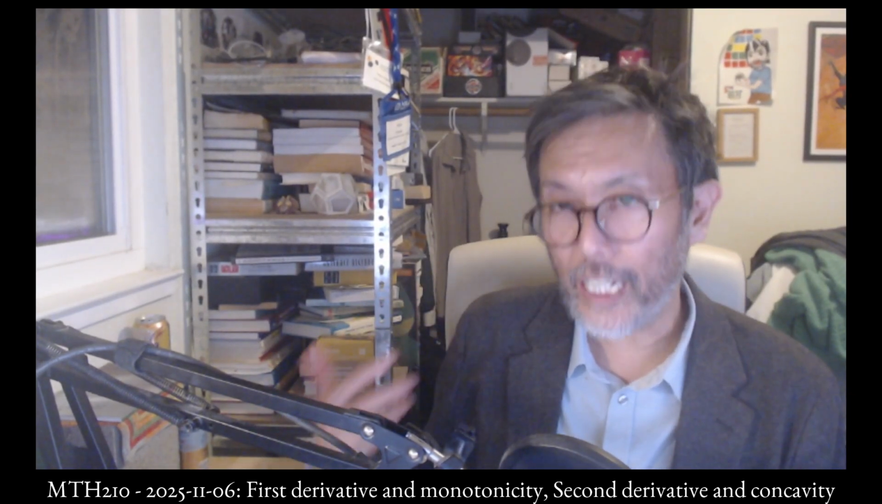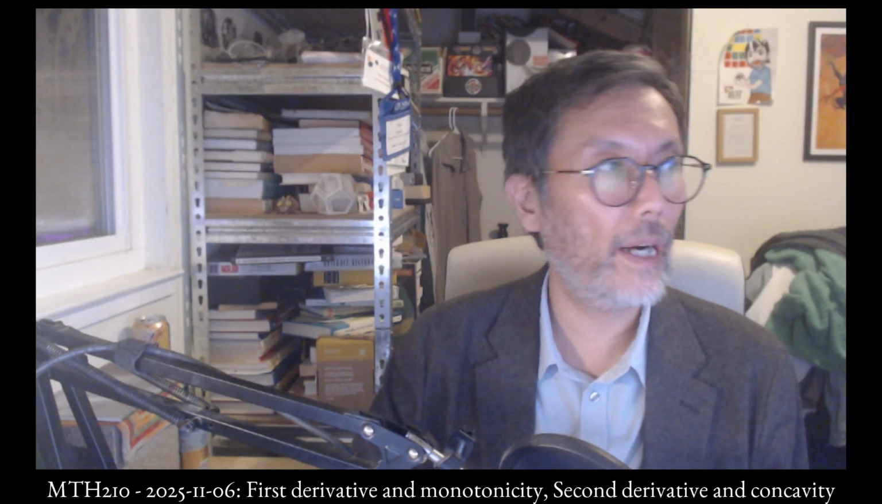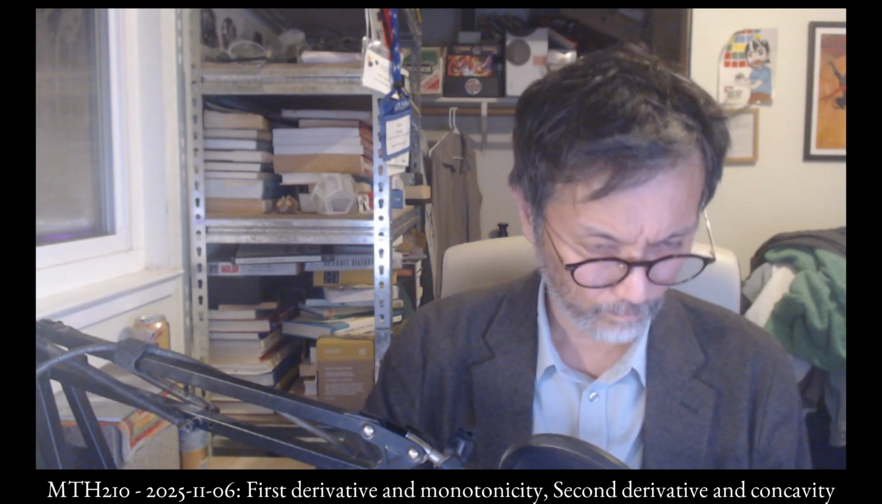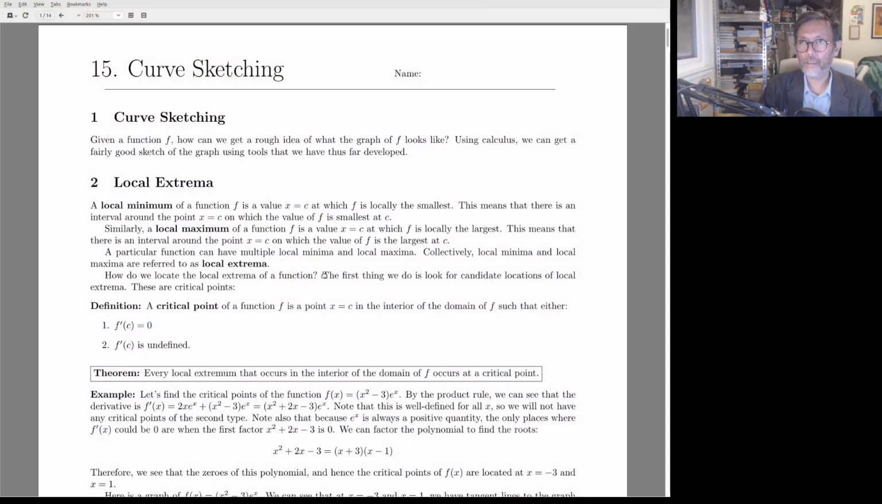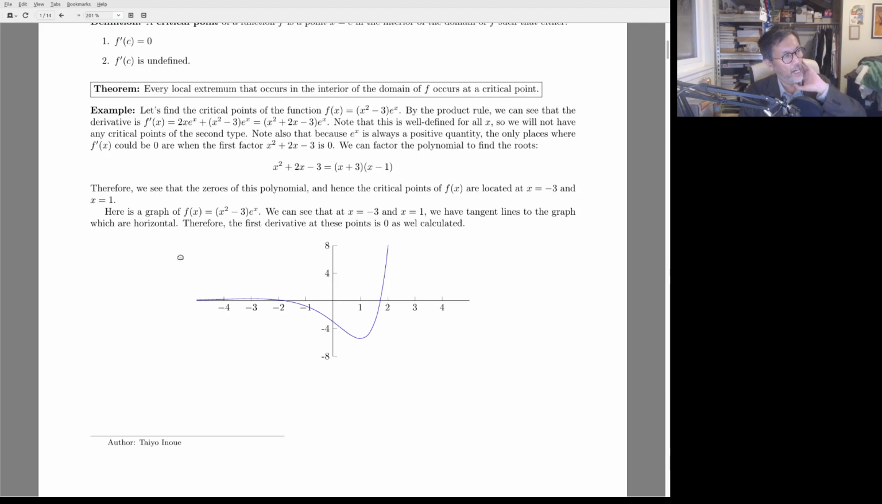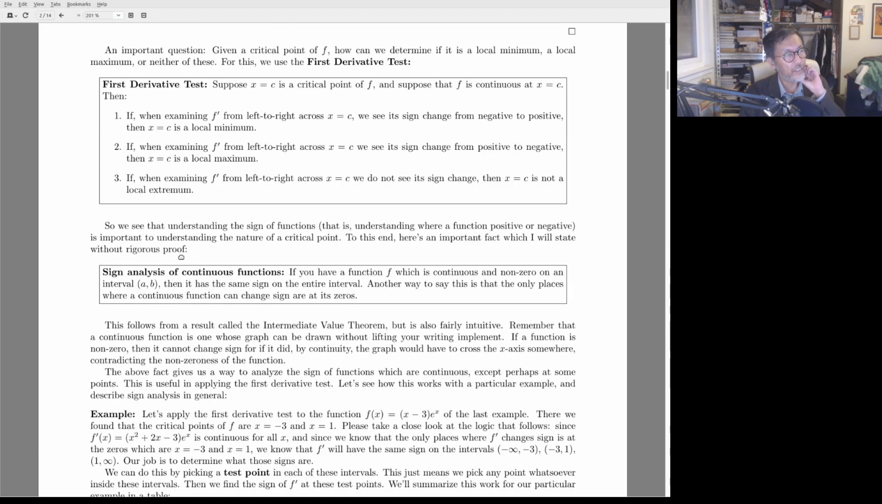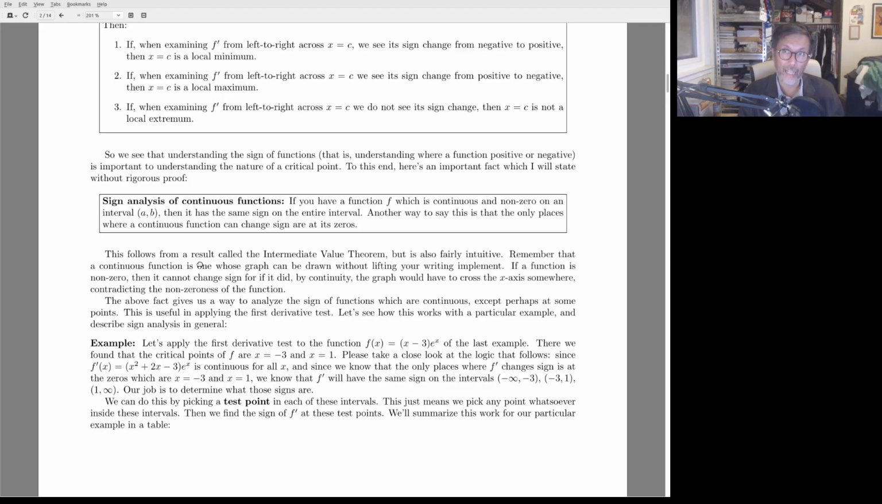So hopefully yesterday we began talking about things like critical points. We started talking about local extrema and the like. Hopefully you have this document printed out for you because I handed this out on Wednesday. And we've talked about this concept of a critical point. We've talked about local extrema, local minima, local maxima. And we talked about doing this thing called a sign analysis.